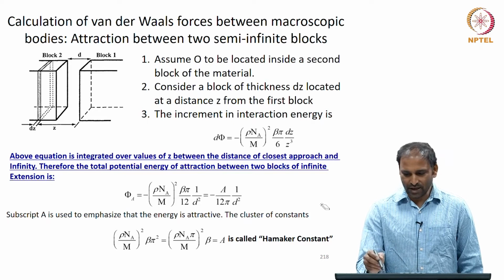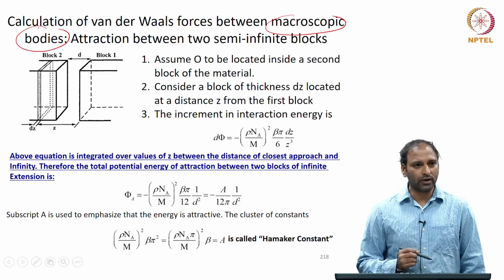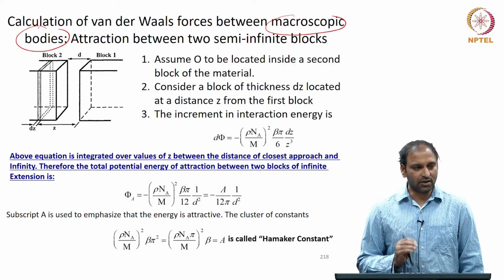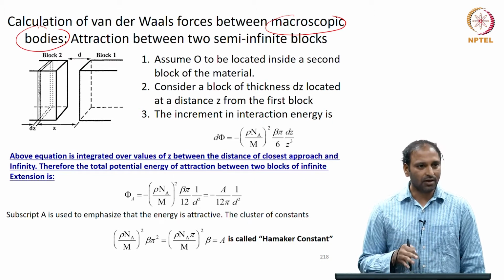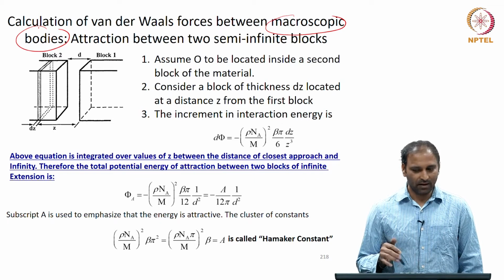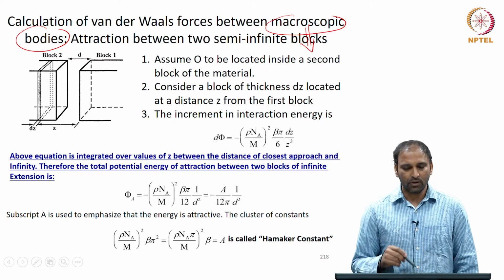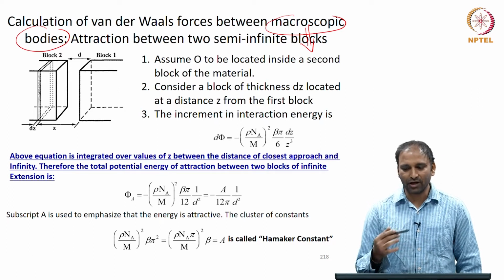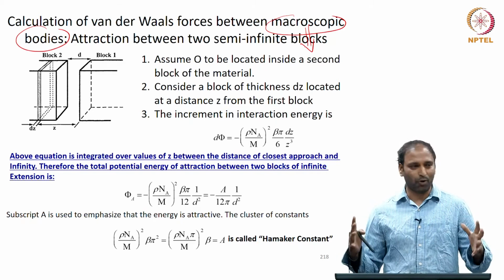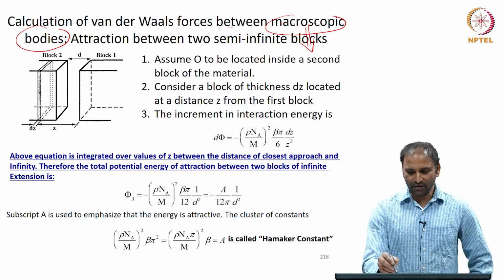One is that when you say between macroscopic bodies, what it actually means is that these are not atoms or molecules, these are things that are much larger than that. In this particular course, this corresponds to the interaction between particles which are colloidal in size range. You should not think of macroscopic as really large bodies. What we are looking at is Van der Waals interaction between semi-infinite blocks.